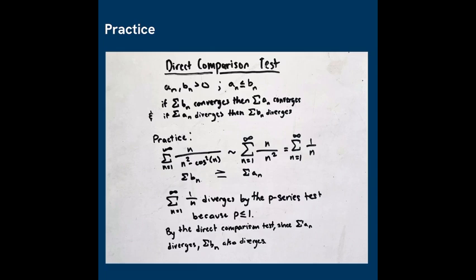The series that I found was using the dominant terms of the numerator and the denominator. The numerator has a dominant term of n, and the denominator has a dominant term of n squared, which gives the series from n equals 1 to infinity of 1 over n. And this series diverges by the p-series test. And just to ensure that this series is applicable to the direct comparison test, I can see that a_n is smaller than or equal to b_n, and so by the direct comparison test, since a_n diverges, b_n also diverges.